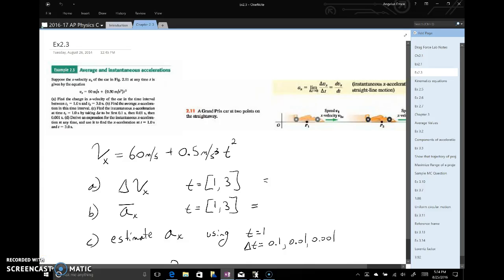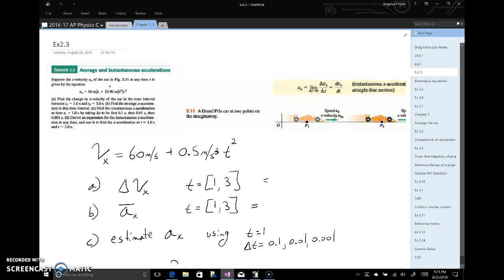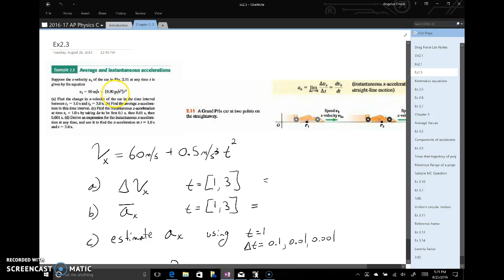Okay, so let's pick up where we left off. So we'll do example 2.3 here. It says, suppose the x velocity of a car at any time is given by the following equation. So we've got this. This is our first instance of having an acceleration that's not constant. So this is going to be a little bit different than we had in the AP Physics 1 class.